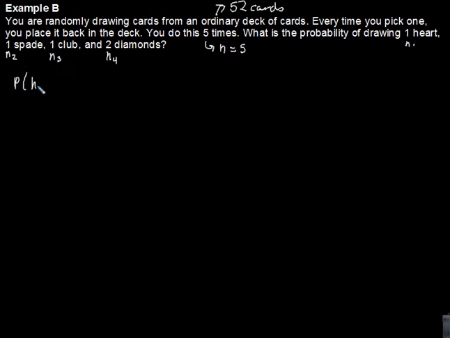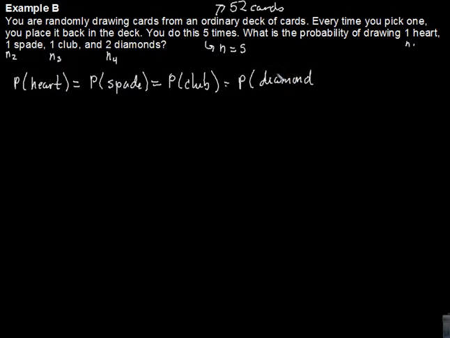Probability of a heart is the same as the probability of a spade, is the same as the probability of a club, and is the same as the probability of a diamond. Do we all agree on that? Because there's an equal number of each, which is 13 out of 52, which is 1/4 or 0.25. Okay, so my probabilities, probability 1, probability 2, and 3, and 4 are all the same. So far, okay?